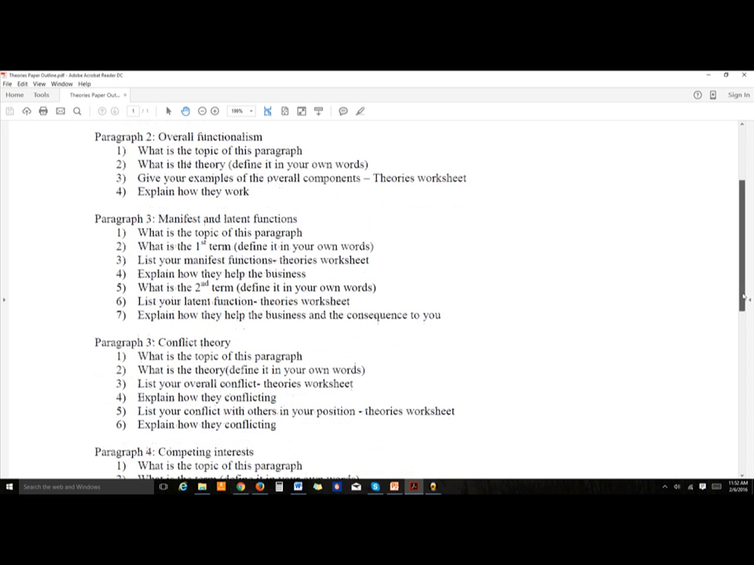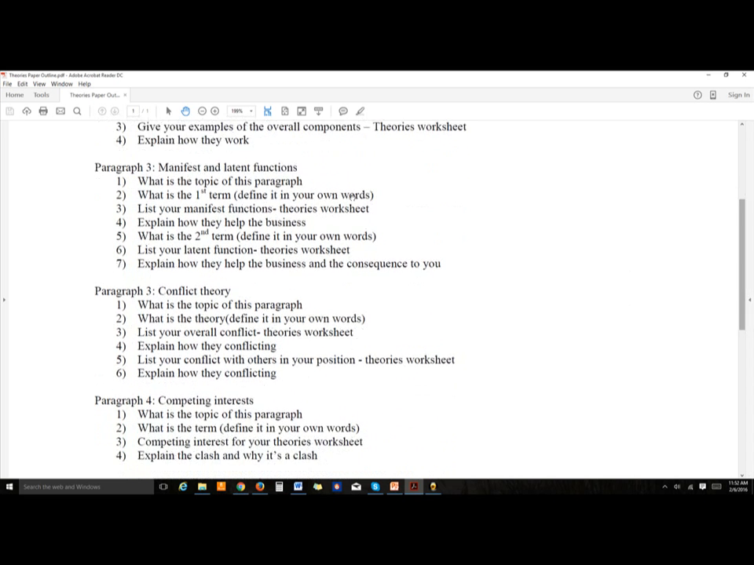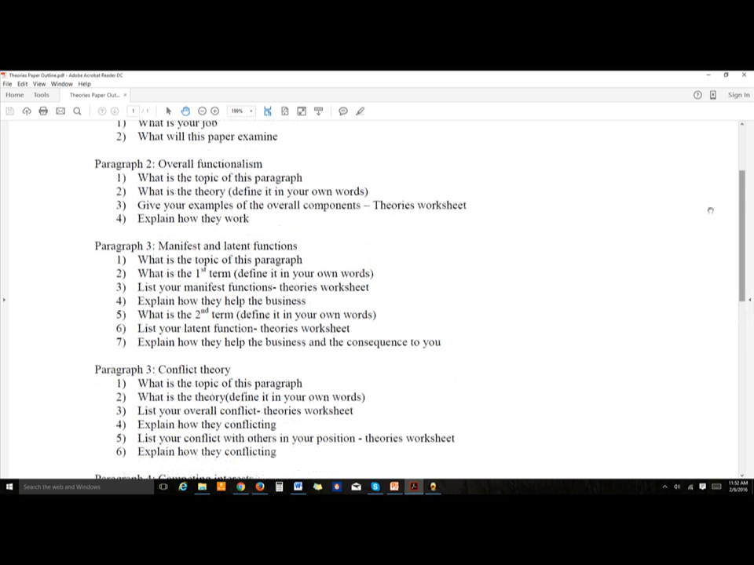Next paragraph, you go to the next part of your worksheet. Manifest functions and latent functions. So same thing, start off, what is the topic? So a waitress has both manifest and latent functions. Just something like that. Something that states what this paragraph's about. Then that little section like we did for that first one, what is the term? Give your examples and explain them. That's what you're going to do for every single one.